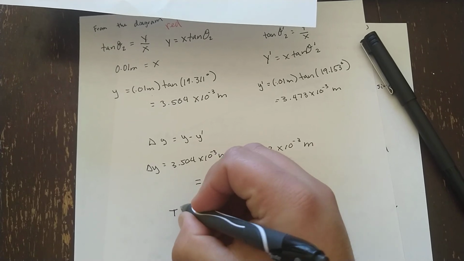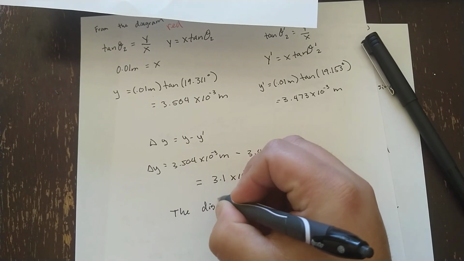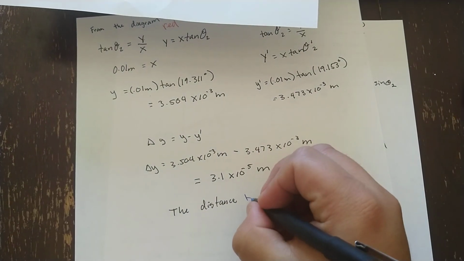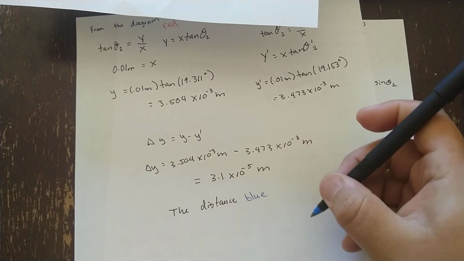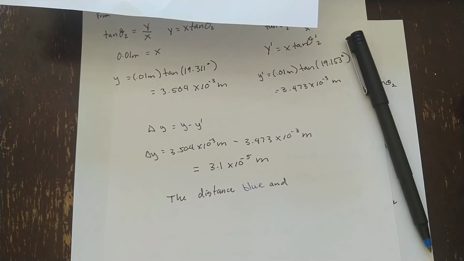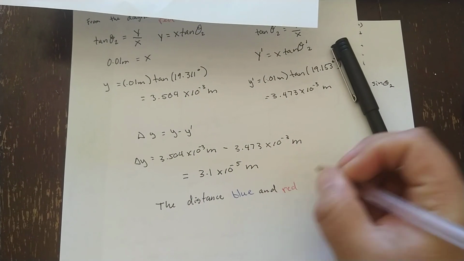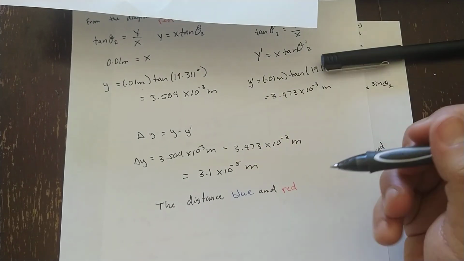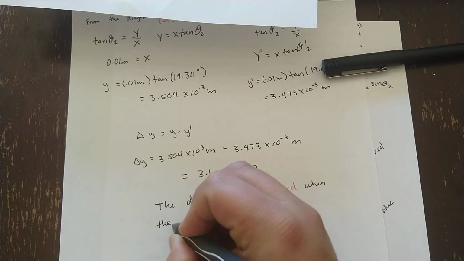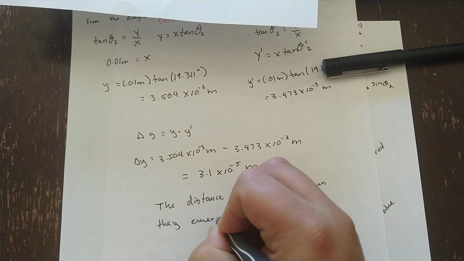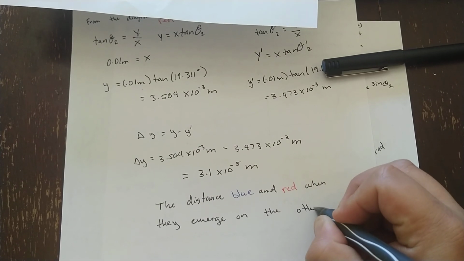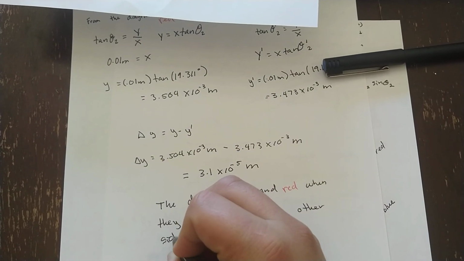This is the distance between blue and red when they emerge on the other side.